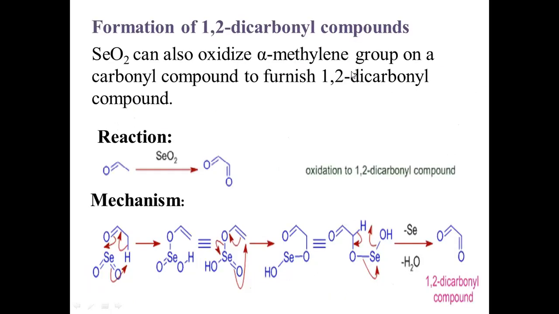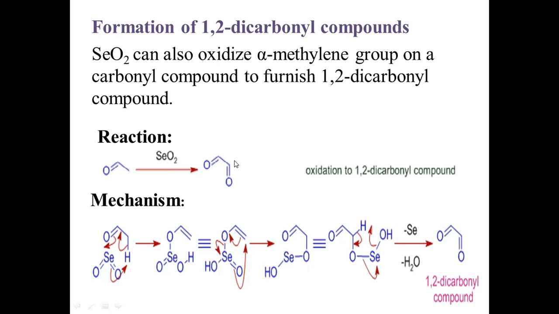Now let us see how 1,2-dicarbonyl compounds are formed by the usage of selenium dioxide on carbonyl compounds which contain alpha methylene units. Now, this is the reaction. In this case, you can see this is the carbonyl compound. Here you have an alpha methylene CH3. So in this you have CH2. So the alpha methylene unit is available. This carbonyl compound in presence of selenium dioxide gives the product, that is a 1,2-dicarbonyl compound. This is an oxidation product.